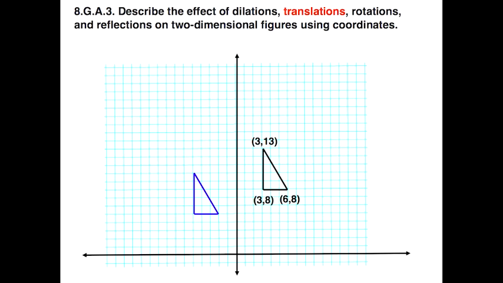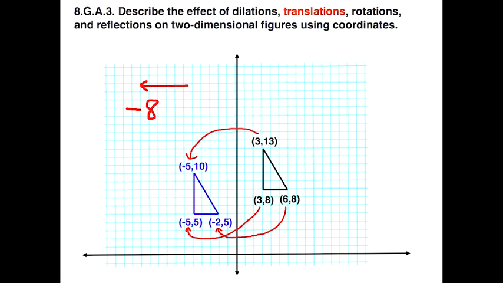We start off with the same original, but this time let's shift to the left and down. Here is the new triangle in its new location with the new coordinates. If we investigate the x coordinates, 3 compared to -5, 3 and -5, and 6 and -2. That looks like a difference of 8, and they're 8 smaller, which reflects a shift of 8 to the left.